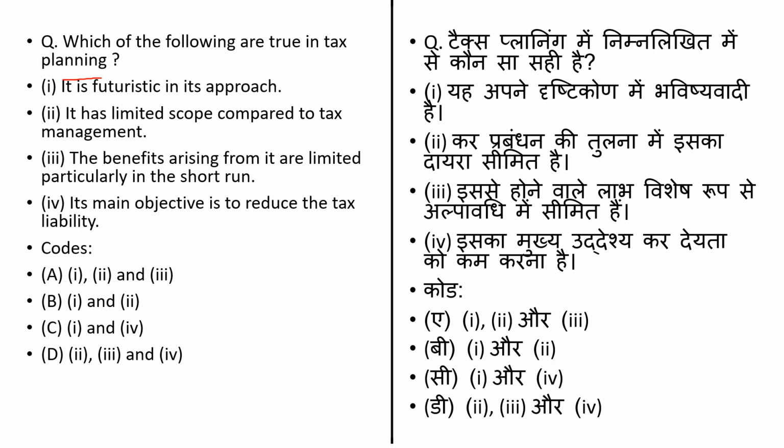For this, the options given are: first, it is futuristic in its approach. Second, it has limited scope compared to tax management. Third, the benefits arising from it are limited, particularly in the short run. And the last is its main objective is to reduce the tax liability. For this question they have given you a code, and from this code you have to select the correct one. It is futuristic in its approach and its main objective is to reduce the tax liability. That means the correct answer for this question will be option number C, that is 1 and 4.